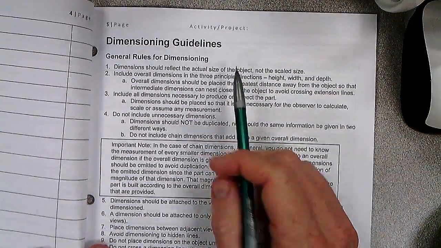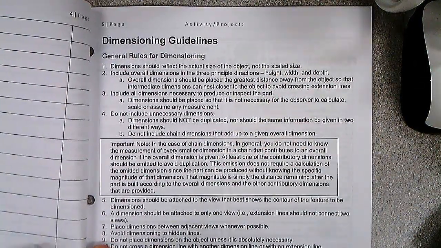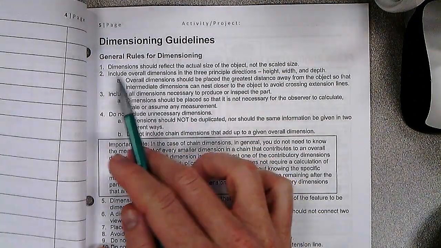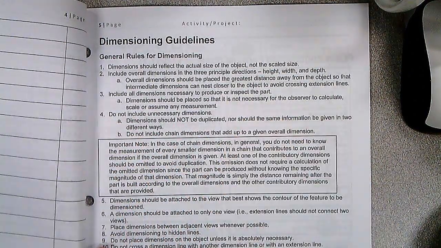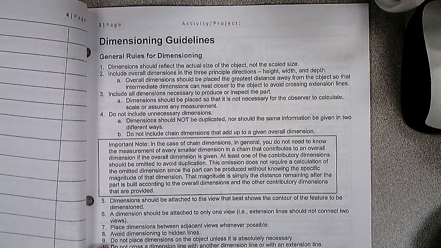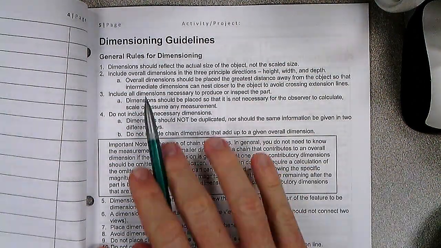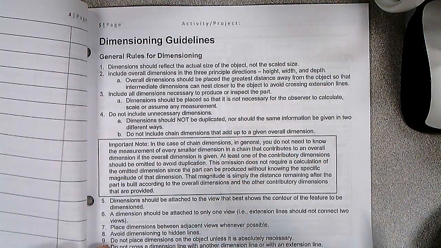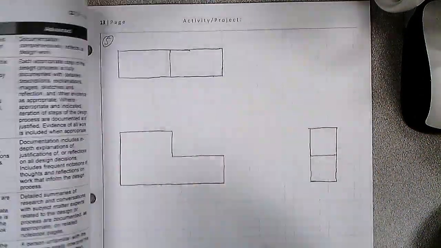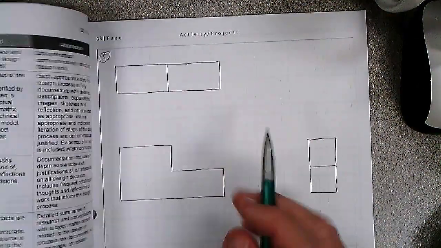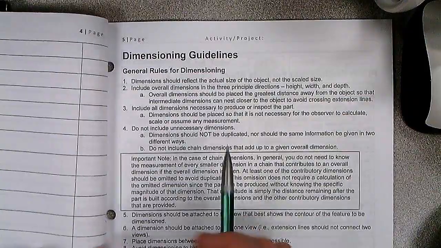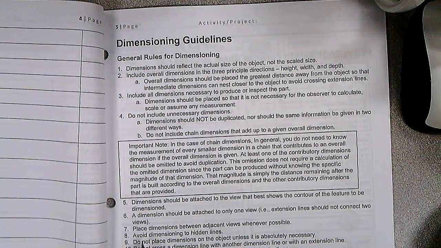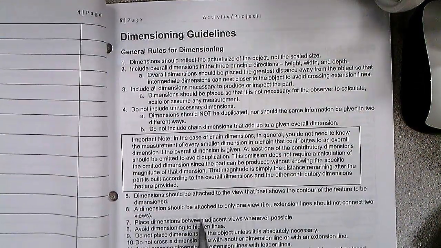Our dimensions should reflect the actual size of the object, not the scaled size, which means I'm going to be using the 0.125 inches as my scale, not the number of squares. Include overall dimensions in the 3 principal directions: height, width, and depth. And overall dimensions should be placed furthest distance away from the object so the intermediate dimensions can nest together to avoid cross extension lines. Alright, so what that means. Oh, and then also don't forget rule number 7, that I should place dimensions between the adjacent views.